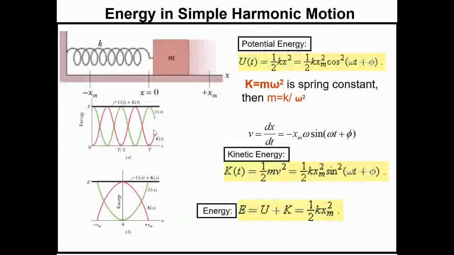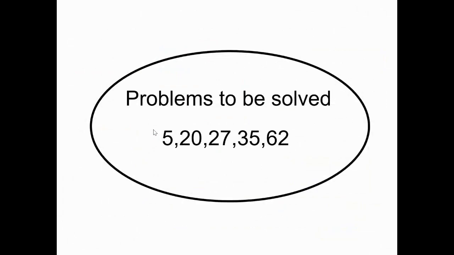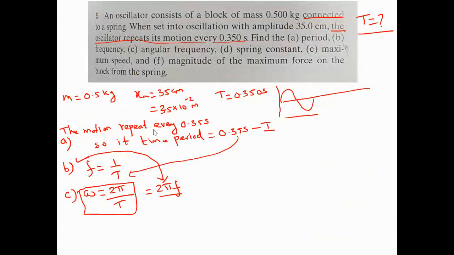Where do we have x information? That is amplitude. x is the displacement, xm is the amplitude. Don't get confused. What's the difference? x is the displacement, xm is the amplitude. Don't get confused about these two.